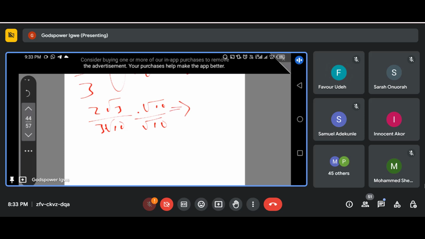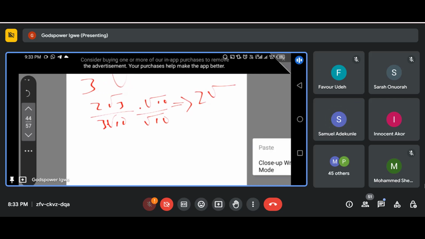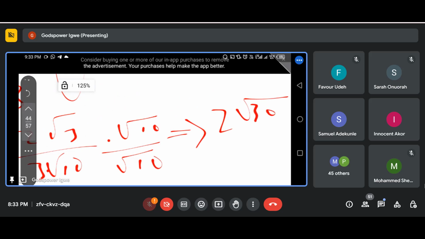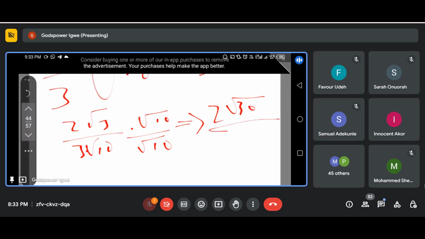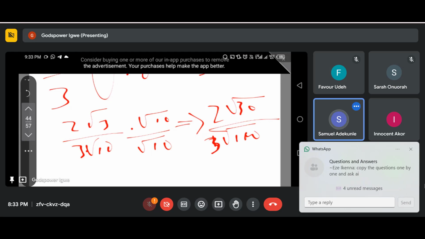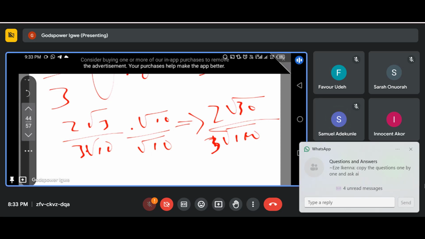So this is going to be what? 2 root 3 times root 10 is going to give us 2 root 30, because 3 times 10 is 30. And then this other one is going to be 3 root 10 times root 10. That's 3 root 100, right? Yes. So with this now, we can do what we have to do.